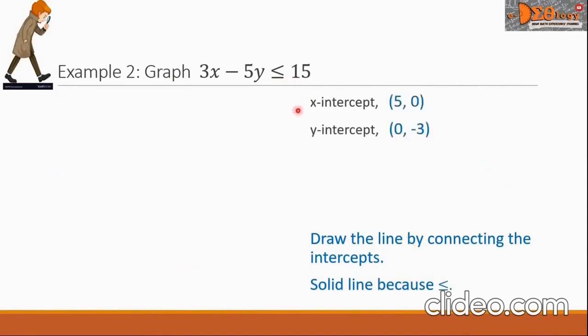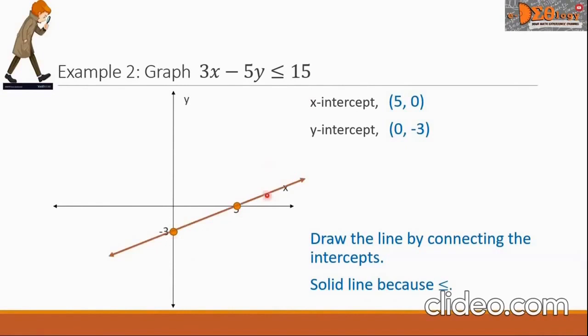Let us keep our intercepts on this side. Let us clear this area because we are going to draw the line. First, let us draw our x and y axis. The point x-intercept, which is 5, 0, is here, while the y-intercept 0, negative 3 is here. Then let us connect. We will draw a solid line. Here we go. This is now our line.